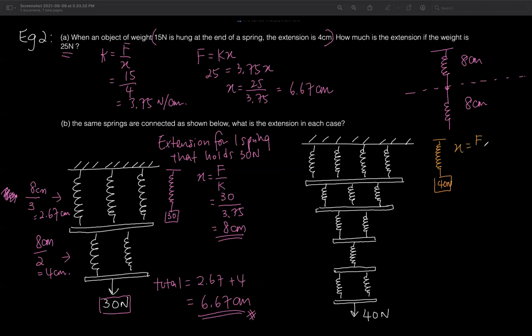x equals F over k. 40 divided by the k, 3.75. Okay, so the extension is 10.67 cm. Each level has 10.67. Then you only have to see how many springs. The first level, 1, 2, 3, 4. They share the 10.67. So 10.67 divided by 4 equals 2.67.